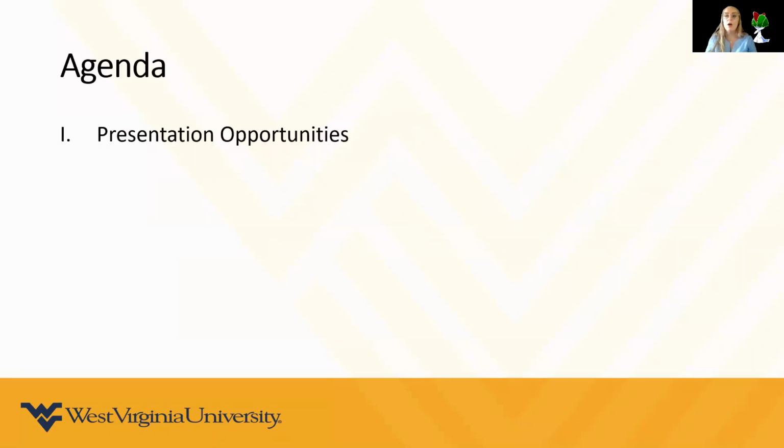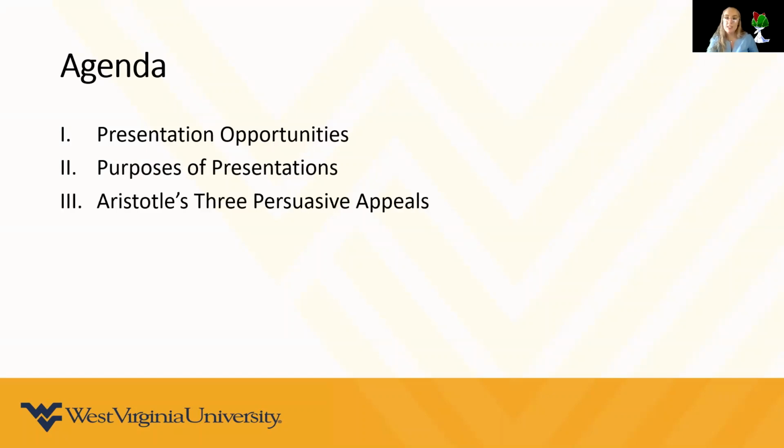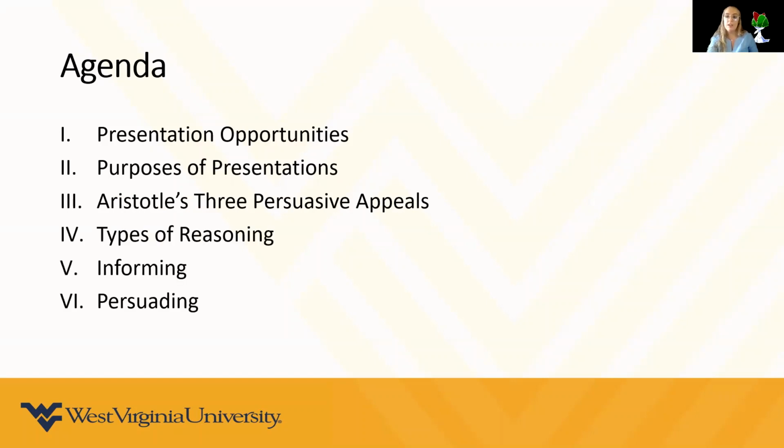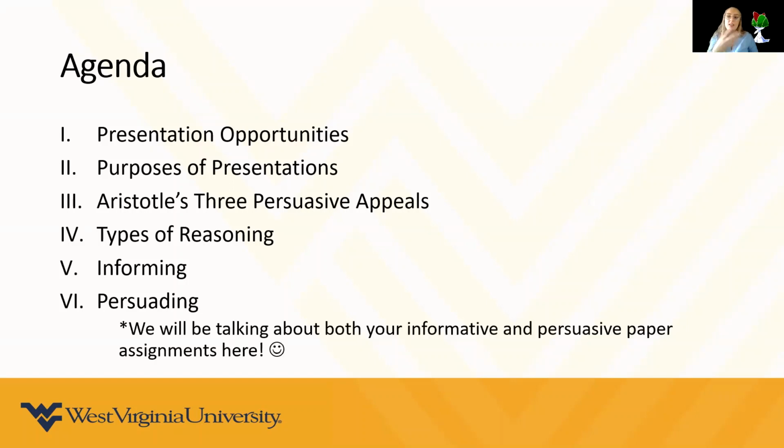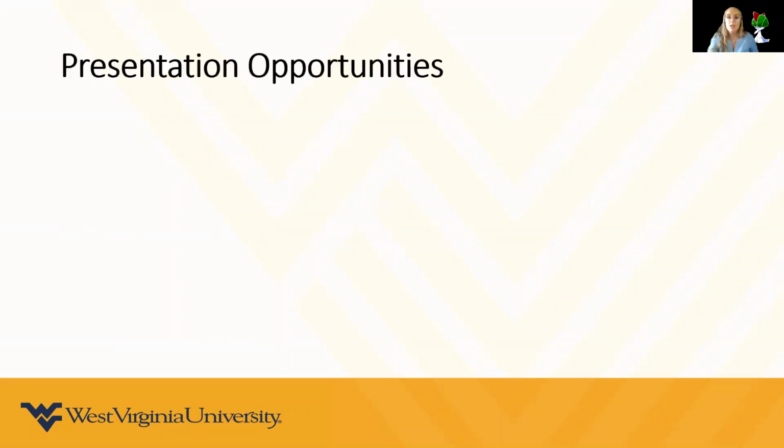So we're going to start with talking about presentation opportunities in general, and then the purpose of presentations. Then we'll talk about Aristotle's 3 persuasive appeals, types of reasoning, and then specifically informing and persuading. And as I said, we will be talking a little bit about both of your informative and persuasive paper assignments here today as well. But first, let's get into presentation opportunities.